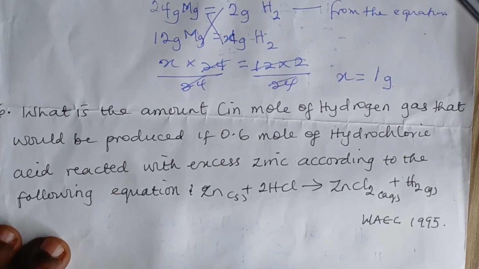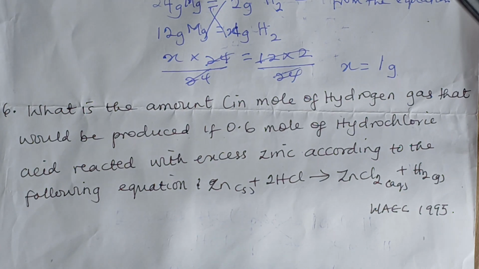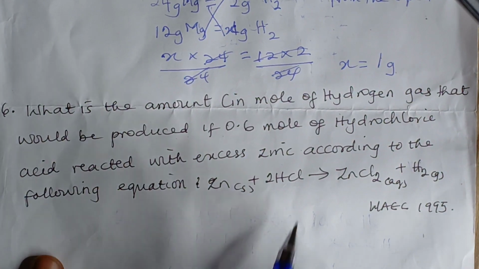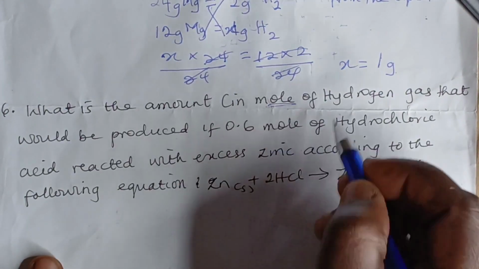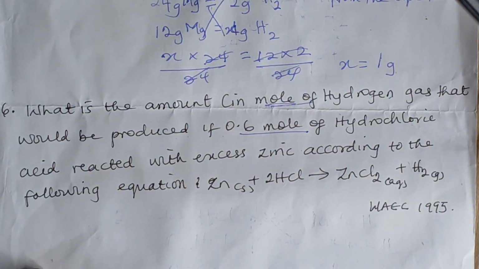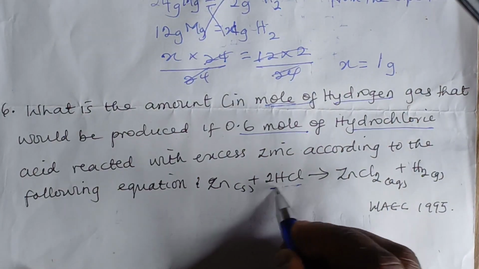So we can see that we really need the relationship of mass and volume, mass and mole, mass and Avogadro's number. And the last question here is from WAEC 1995. What is the amount in mole of hydrogen gas that will be produced if 0.6 mole of hydrochloric acid reacted with excess zinc according to the following equation? Now here we can see that we are working with mole and mole. Mole of hydrogen gas, mole of hydrochloric acid. And in the question, we are also dealing with hydrogen and hydrochloric acid. So let's locate that in the equation of reaction which has been given.